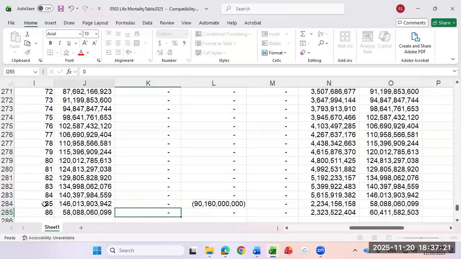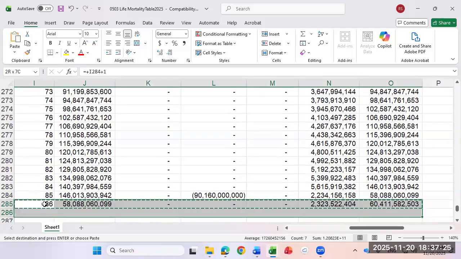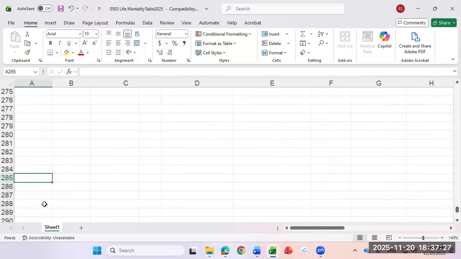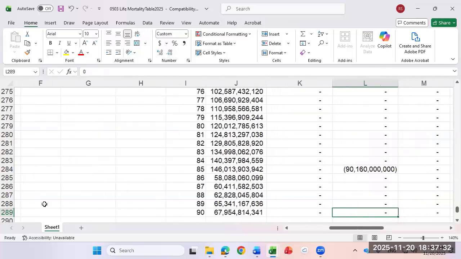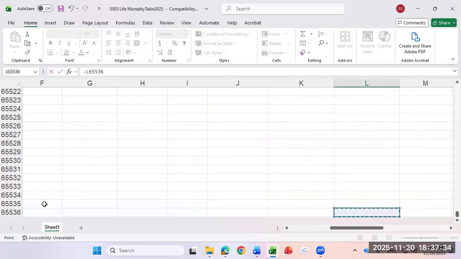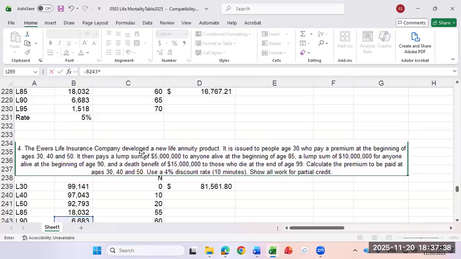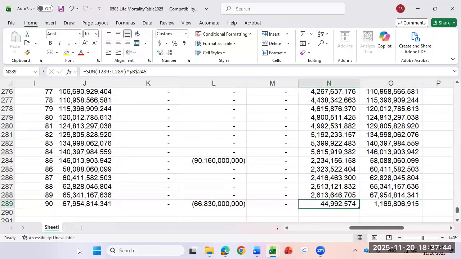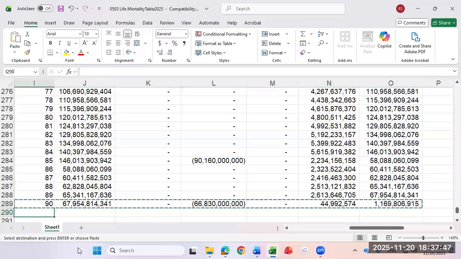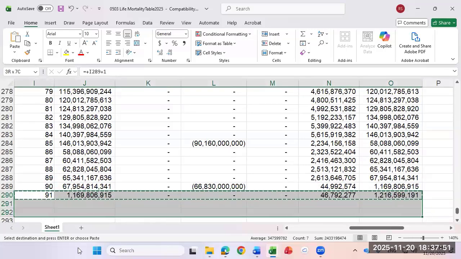We're going to do that again for age, I think age 90 or not. What was the next one? 90. Times, what do we pay them? 10 million. We still got a little bit of money left. We don't need much because there's not many people alive. Go all the way out to the end.